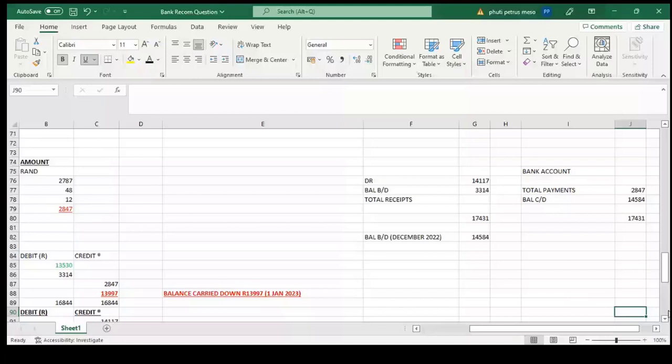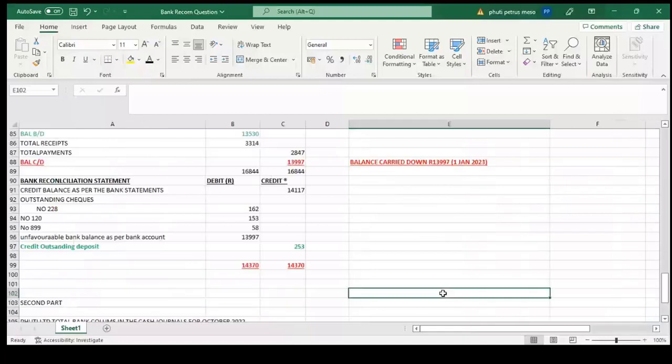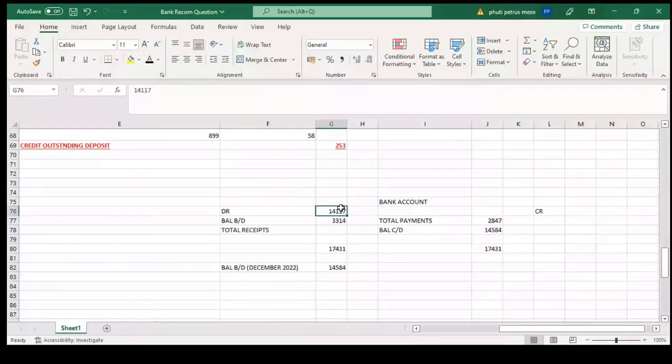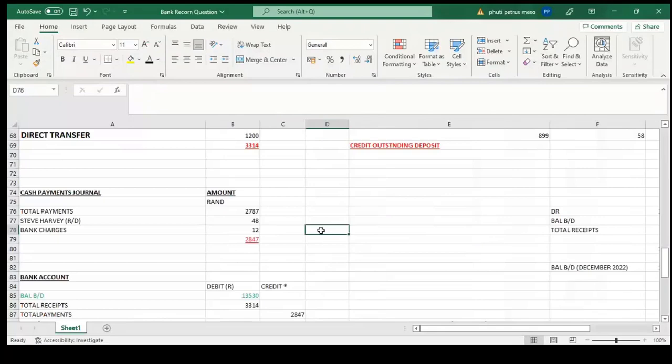Due to time, I'm just going to show you how the solutions look. So you've got the credit balance at the bank statement. Can you see that? Look at where I went wrong. So this whole thing is actually incorrect. I think under the additional information, we've got an opening balance. So the balance brought down is 13,530.